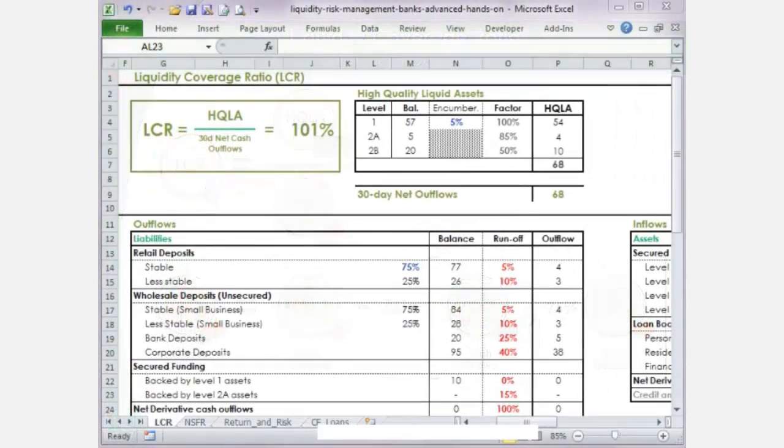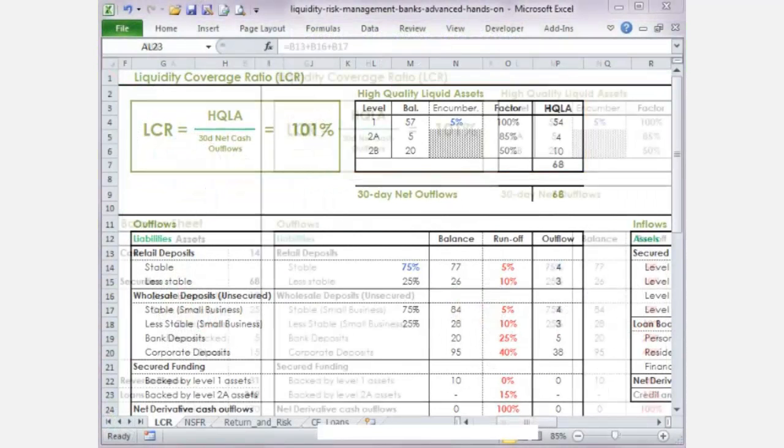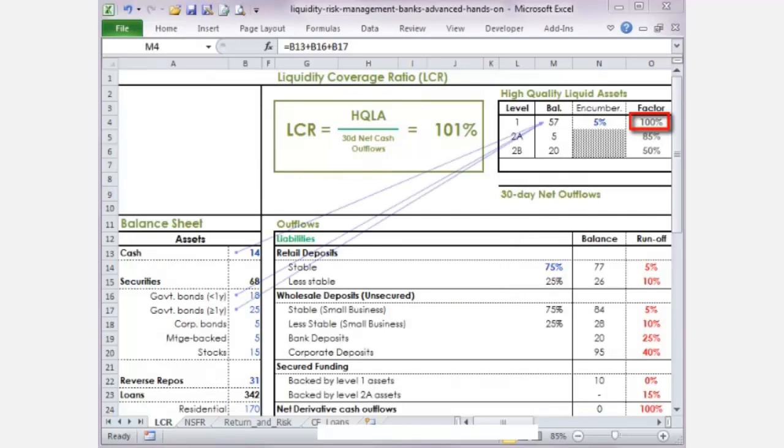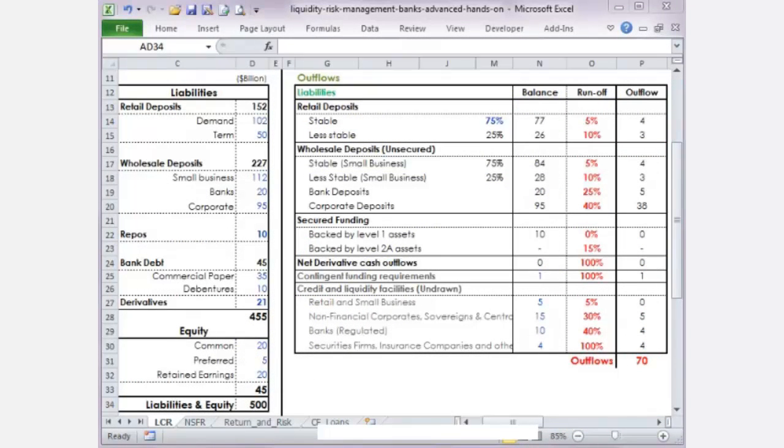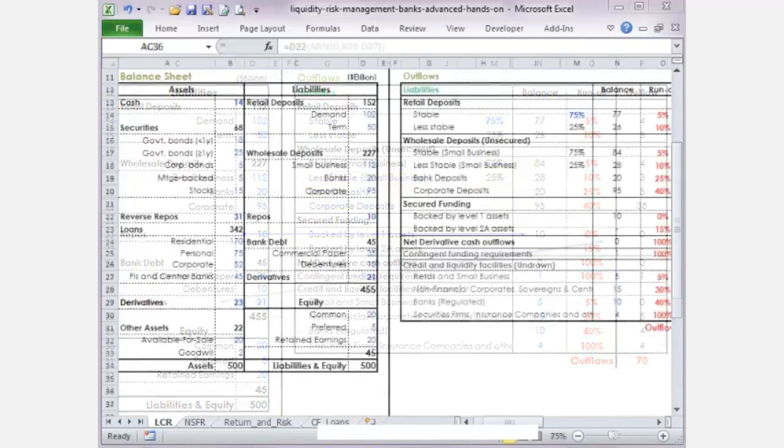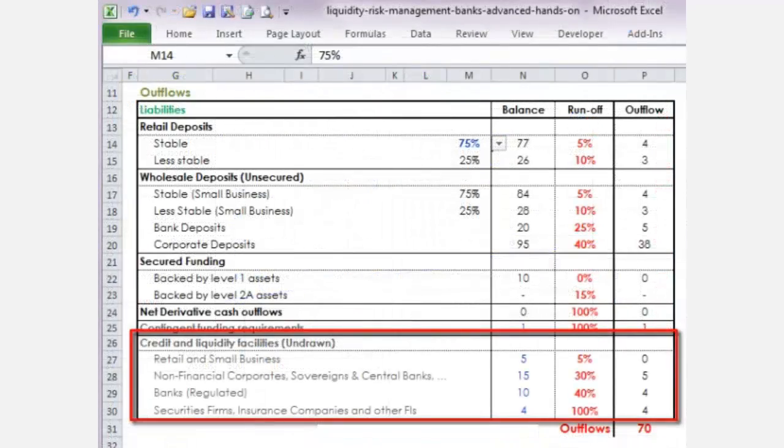The HQLA pool is made up of unencumbered Level 1 assets, such as cash and government bonds, 85% of Level 2 assets, such as corporate bonds, and 50% of Level 2B, such as mortgage-backed securities and traded stocks. Cash outflow balances include retail deposits, wholesale deposits, secured funding, derivatives, and undrawn credit and liquidity facilities made available by the bank.